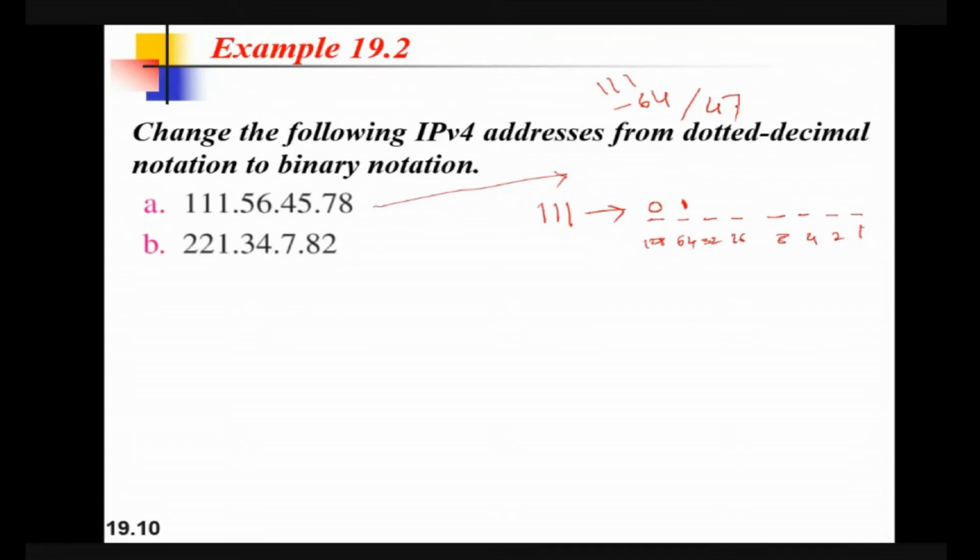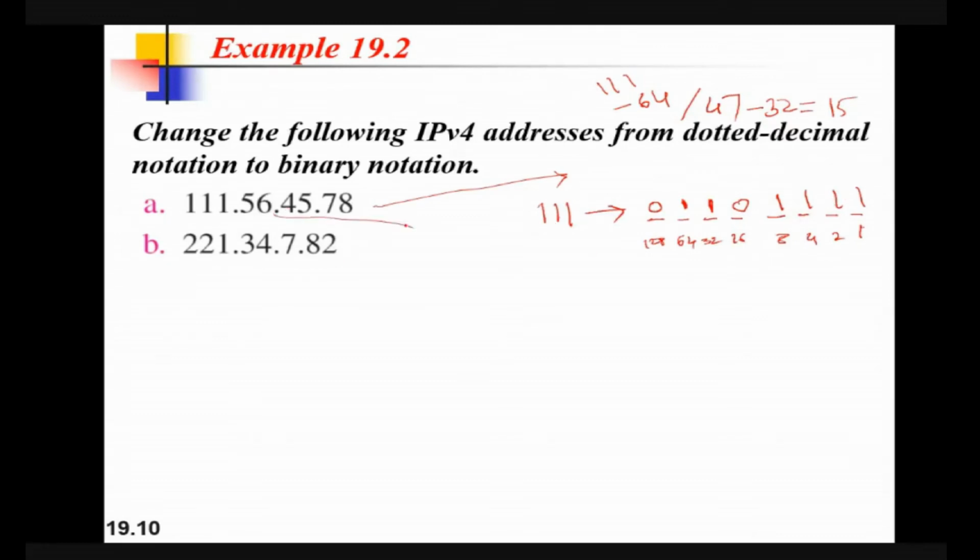So this 47 is greater than 32, so here it will again be a 1. Subtract 32 from 47, so we get 32 plus 15 as 47. Then 16 is greater than 15, so here it will be a 0. And here it will be all ones: 1 plus 2 plus 4 plus 8 is equal to 15. Am I right? So this is your 111.